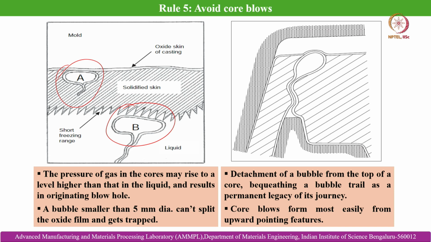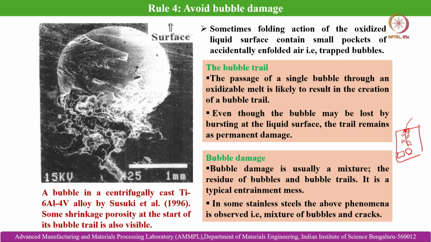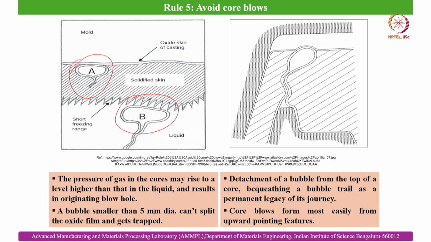Core blows form most easily from upward pointing features. So, it is quite similar to the previous case, that is, the avoidance of bubble damage. In this case the bubble can originate from the absorption of hydrogen or the evolution of other gases within the melt, and specifically the source of bubble formation is basically the cores that are kept within the cast object to make hollow sections.